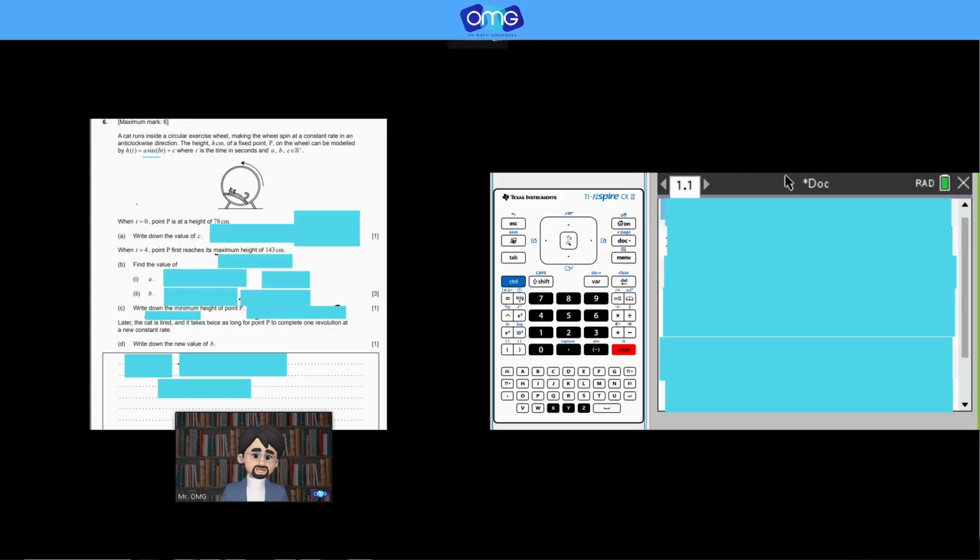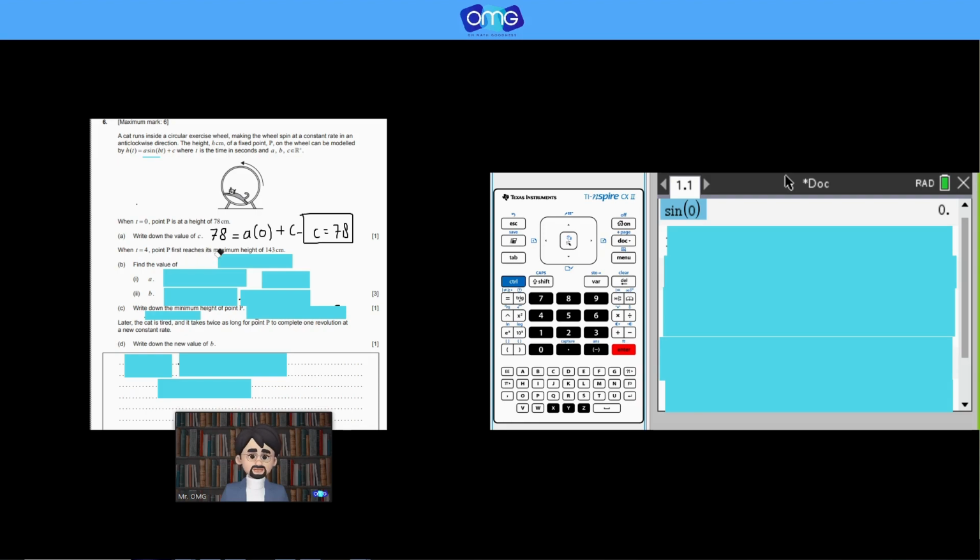A cat runs inside a circular exercise wheel. It makes a trigonometric function like this, a sin function. Write down the value of c. When t is 0, sin 0 is 0. So a times 0 plus c, that will make c equal 78.